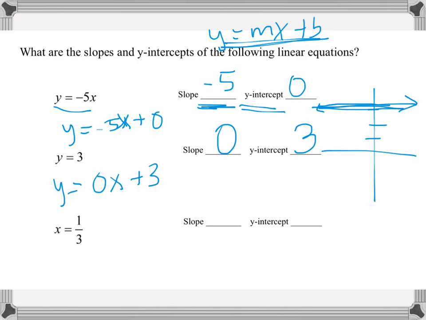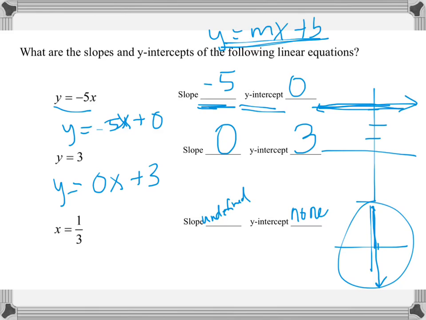Okay, x is equal to 1/3. Let's think about what that looks like. That's a vertical line at 1/3. It's parallel to the y-axis. So here, the slope is undefined, because in a vertical line, the slope is undefined. And there is no y-intercept because it's parallel to the y-axis. So there's no y-intercept. We can actually write none here. Okay, remember this line is not a function.